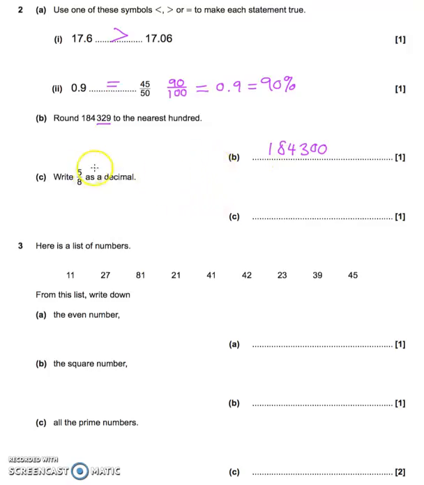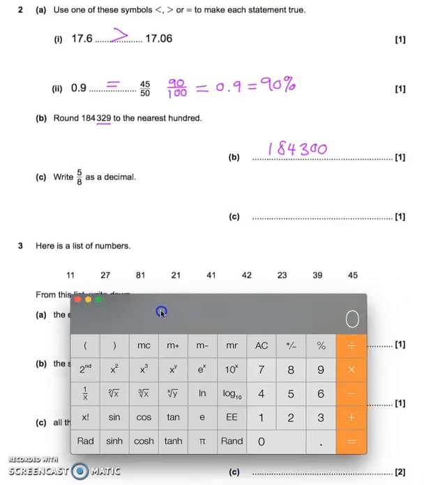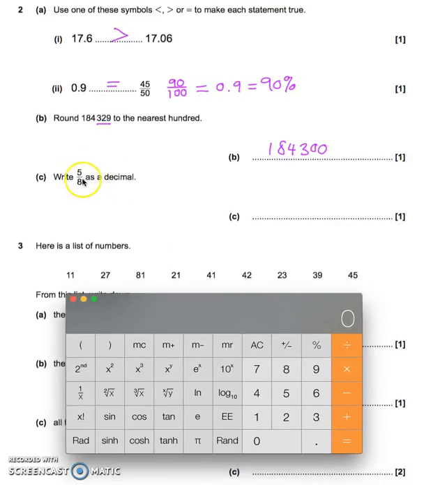And then we've got C, we can write 5/8 as a decimal. Now you could do it without a calculator, but it is a calculator paper, so bring the calculator in. This just means 5 divided by 8. It is as simple as that. 5 divided by 8 equals 0.625.